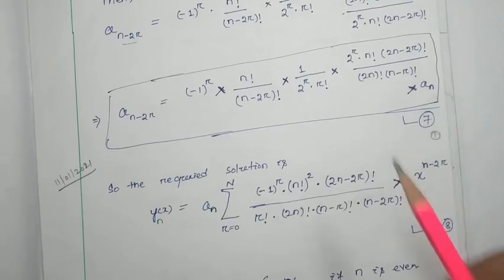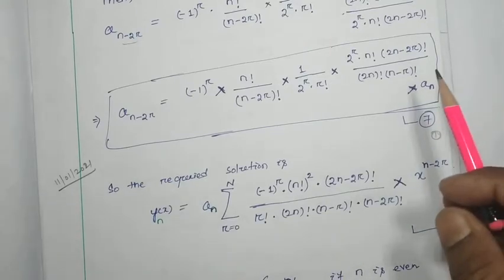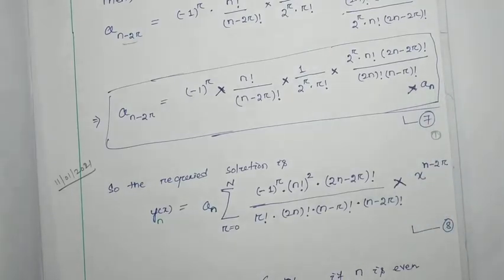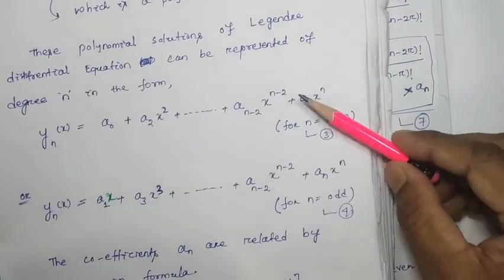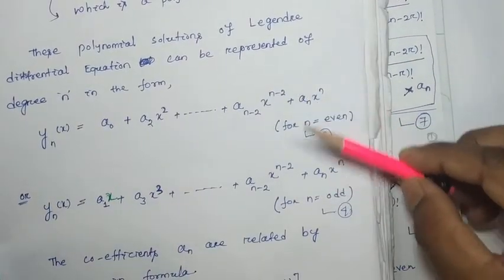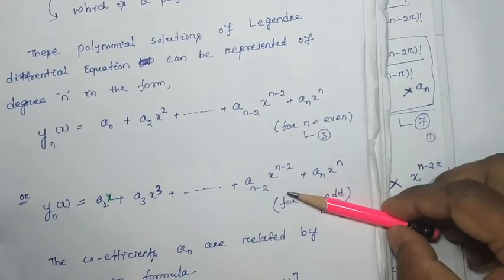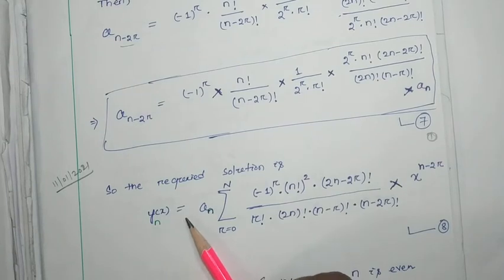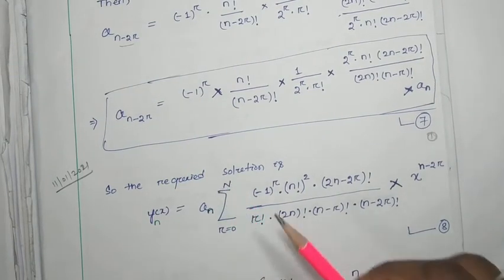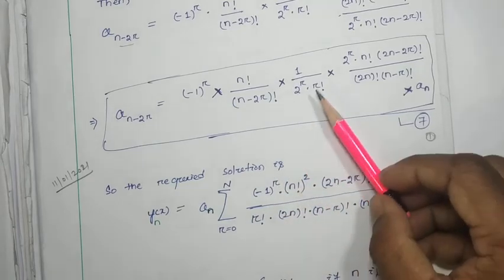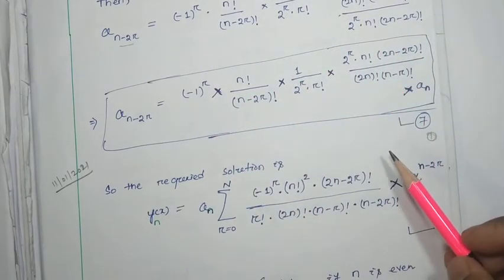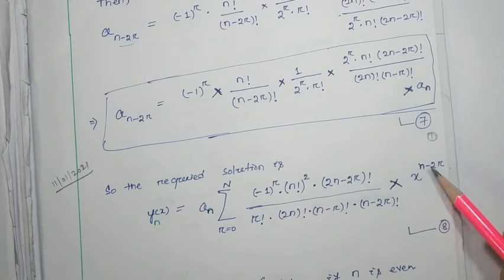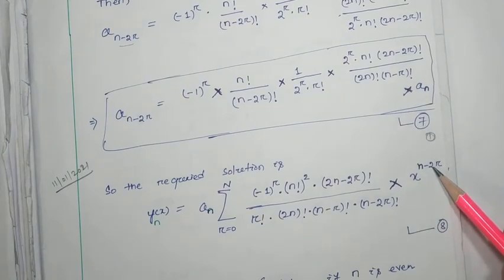So the required solution y subscript n can be written as, see, the required solution means either this one or this one, both can be represented in the form of this one, that is y subscript n of x equals a subscript n into the summation over r from 0 to capital N of (minus 1) to the power r, this much, into x to the power (n minus 2r). This will be the solution.